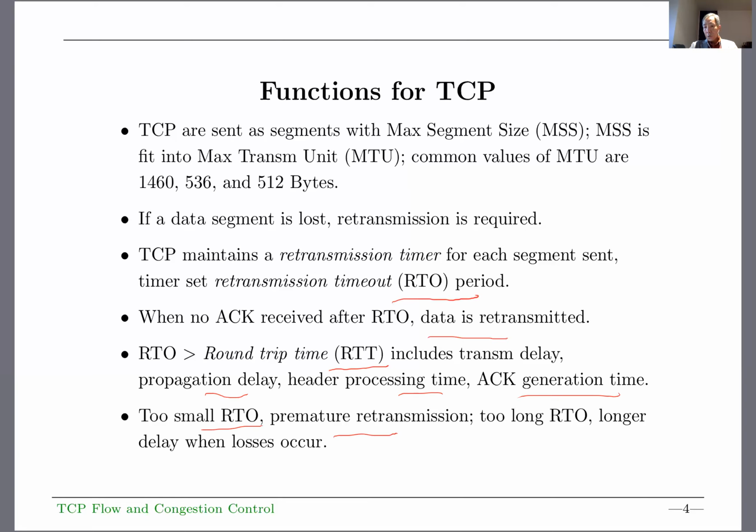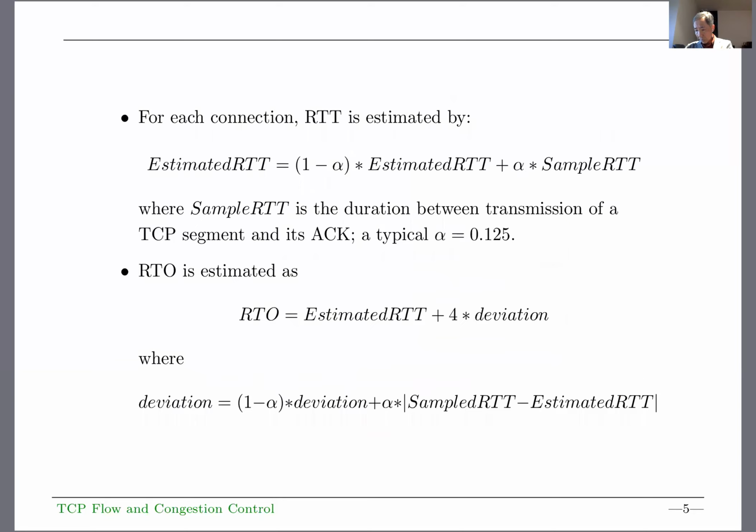Now, if you set it too long, then the RTO will be a long delay when losses occur. So it's always a compromise between what's too long and what's too short. And remember, RTT is changing as well, okay? So it's adaptive. Let's see how that adaptation can be taken into account.